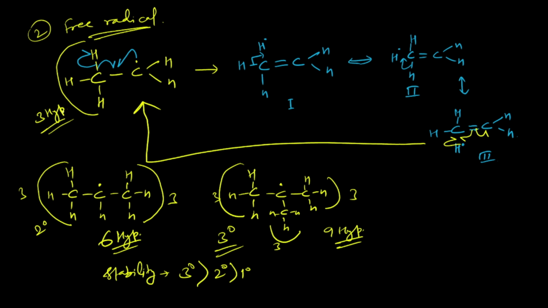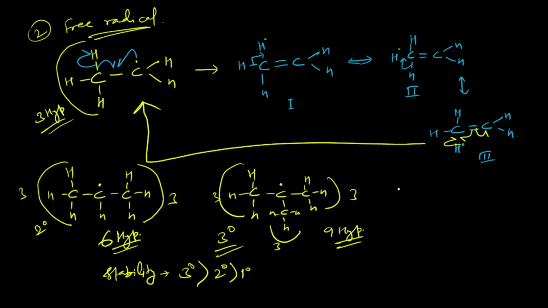In the primary, the radical is unavailable 3 times only, because it is rotating through the 3 hyperconjugating structures. For secondary, 6 times it is unavailable. For tertiary, 9 times it is not available, right? So 9 times means it is quite stable. So that's why 3 degree, 2 degree and 1 degree.